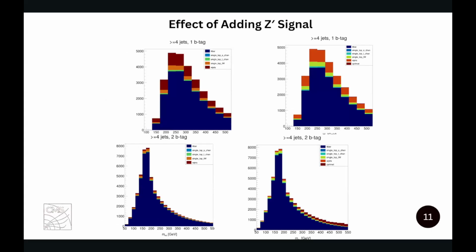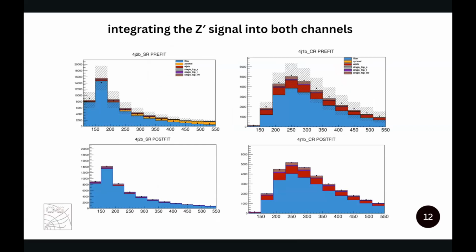After adding the Z-prime signal to both analysis channels, we observe the expected changes in the fitted histograms and statistical outputs. This confirms that the workflow correctly incorporates new signal hypotheses throughout the full analysis chain. These plots show the visible effect of the Z-prime contribution in the high mass region for both channels. They serve as a validation of the reinterpretation workflow and its consistent behavior across parallel jobs.